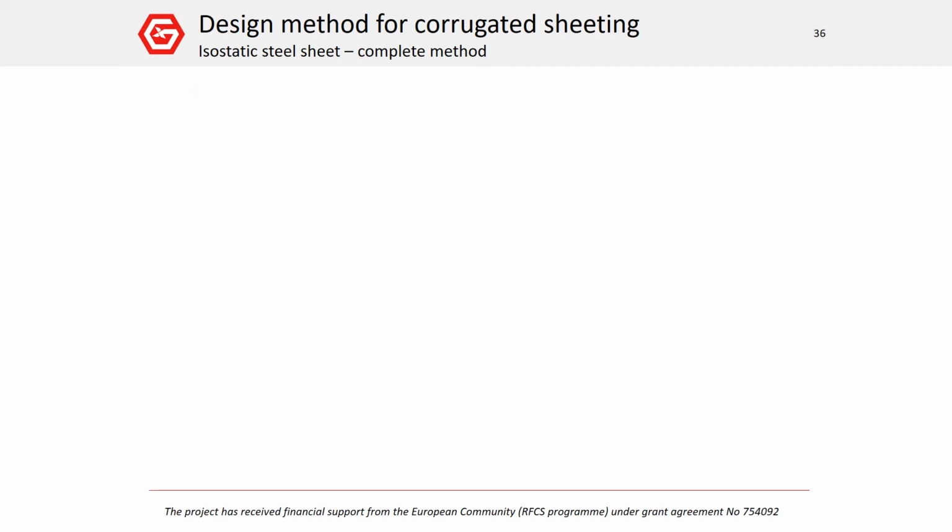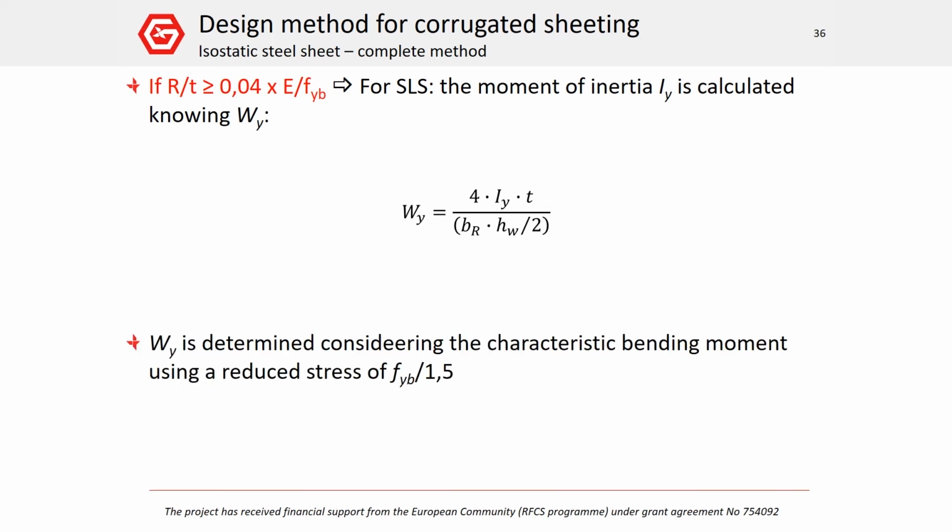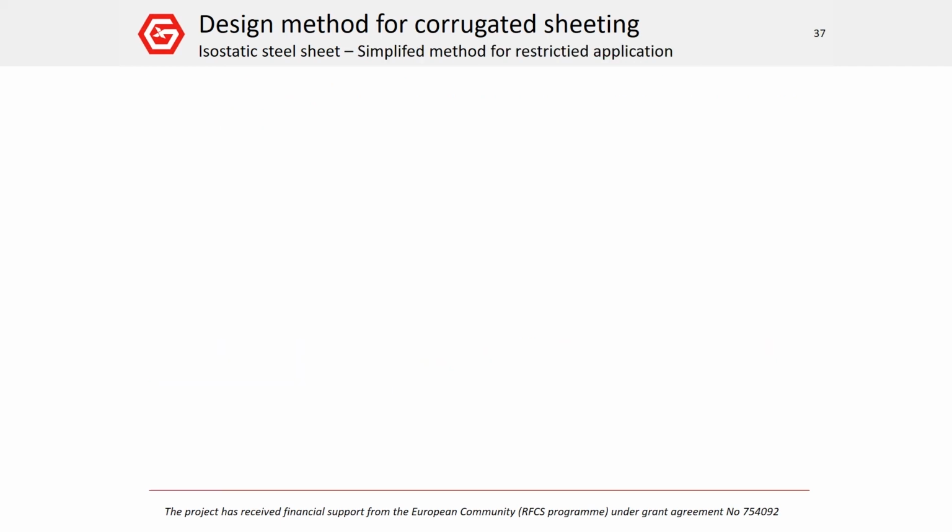For service limit state, the inertia can be calculated from the section modulus based on the following relation. The section modulus is then determined considering the characteristic bending moment using a reduced stress corresponding to the yield stress of the steel divided by 1.5.